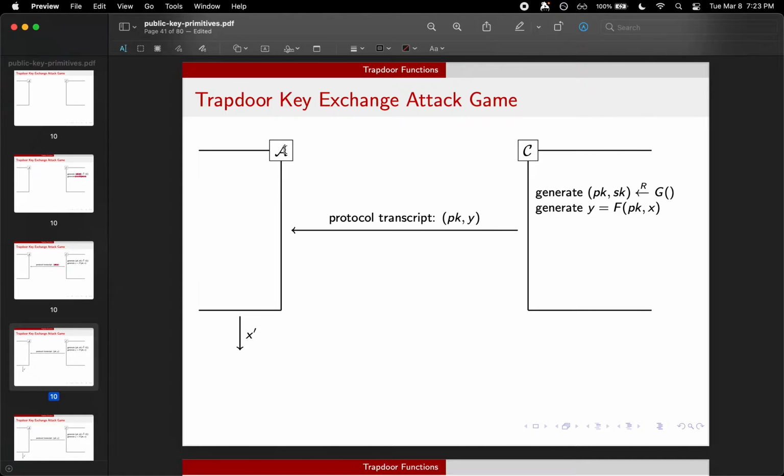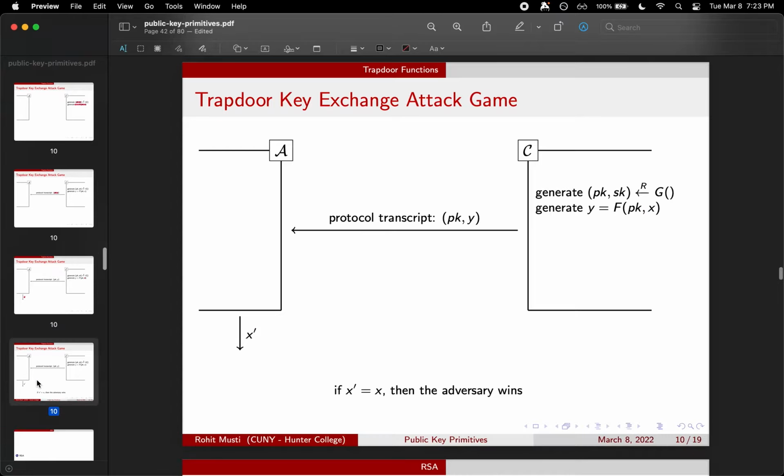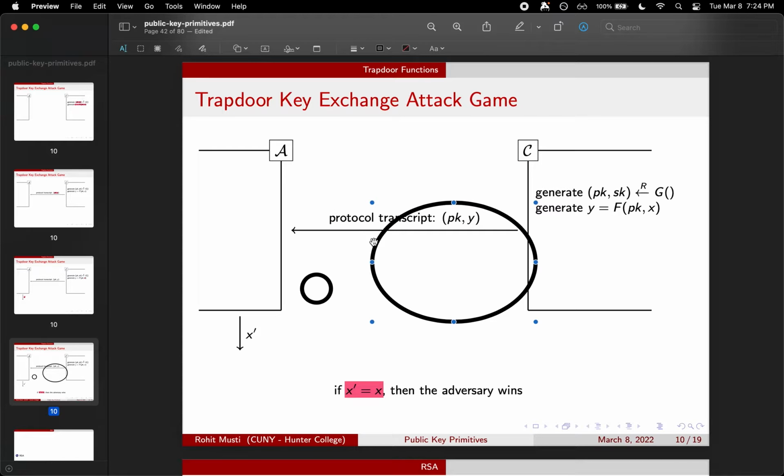Then it's the job of the adversary to guess x, and the adversary outputs x prime. They're trying to recreate the value x. So if x prime equals x, then the adversary has determined the secret from the protocol. Therefore, the adversary wins. And to tie this back to our initial example, we had Alice over here, we had Bob over here.